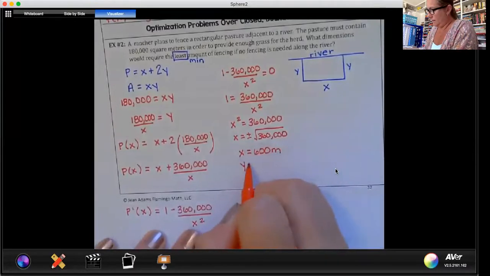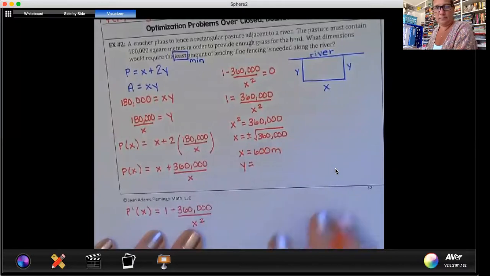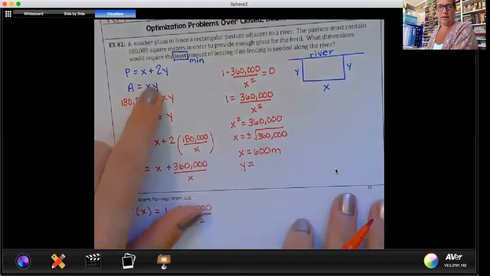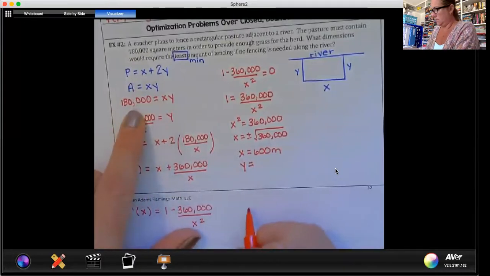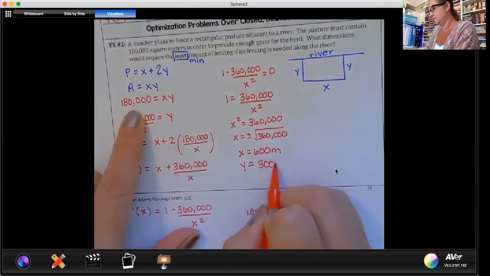To find y, x times y equals 180,000. So we're going to use this formula here. So we have 180,000 equals x times y. So y is 300 meters.